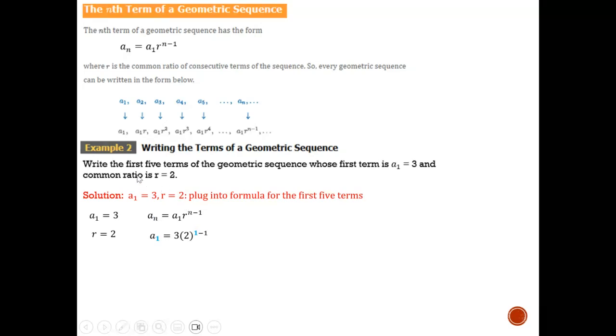I guess here, guys, right? So they say to write the first 5 terms. First, I'm going to plug in 1 for the first term. So it's going to give us 3 times 2 to the 0. It's going to give us 3 times 1, which is 3. You see, that's my first term.